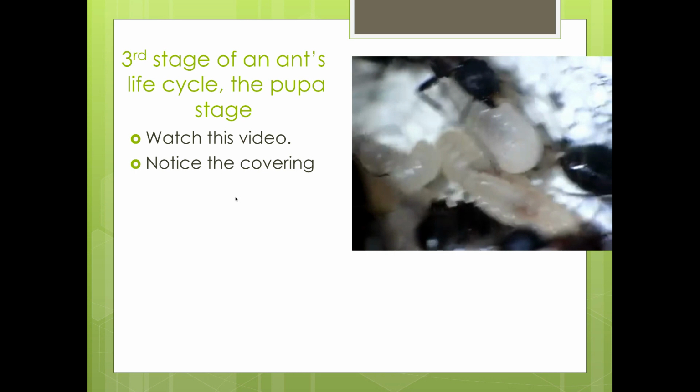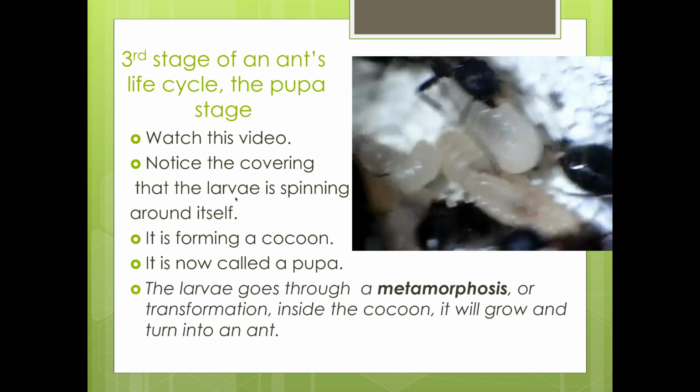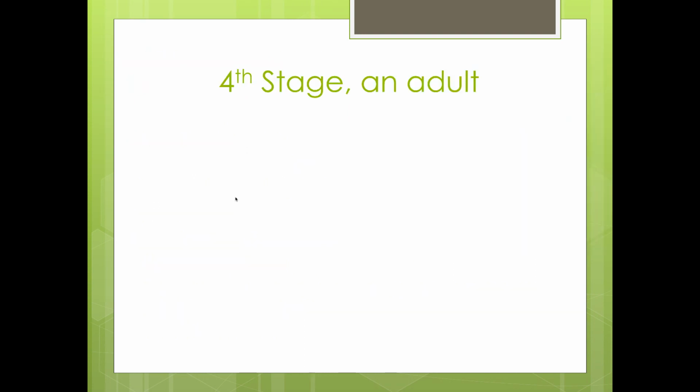Notice the covering that the larva is spinning. It is forming a cocoon. It is now called a pupa. The larva goes through a metamorphosis or transformation. Where have we heard that before? With the butterfly. Inside the cocoon, it will grow and turn into an ant.